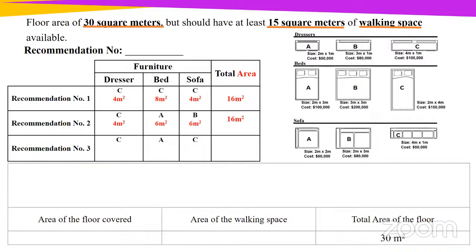Recommendation number 3. What is the area of dresser C? The area for dresser C is 4 meters square. Okay, so we have 4 square meters. Good job. The area for bed is 6 square meters. Good job. And the area for sofa is 4 square meters. Good job.